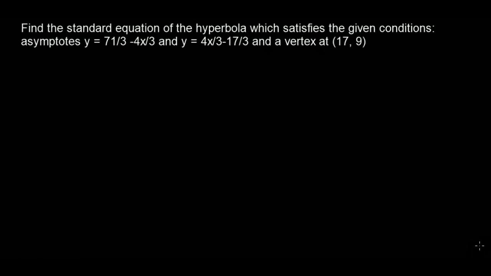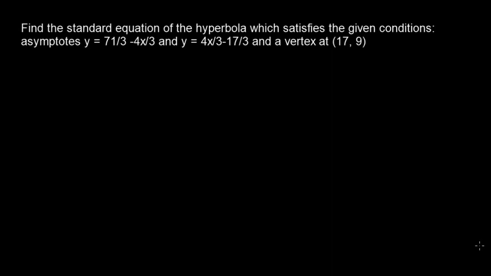Find the equation of the hyperbola which satisfies the given conditions. First one, asymptotes: y equals 71 over 3 minus 4x over 3, and y equals 4x over 3 minus 17 over 3, and vertex at (17, 9). Okay, let's have a review.